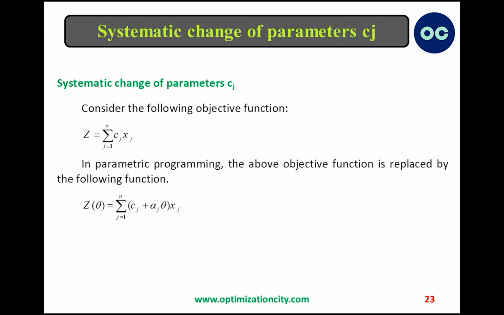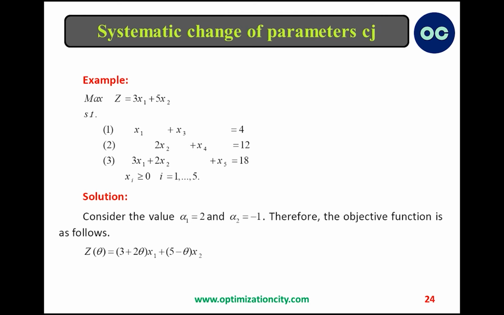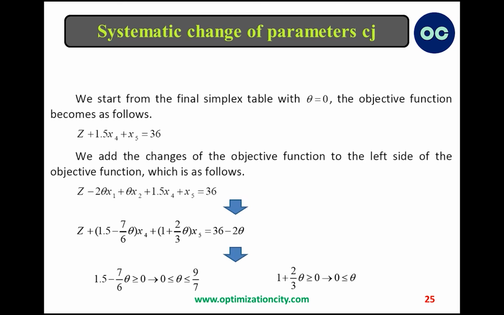Let's examine the following example. Let's consider a1 is equal to 2 and a2 is equal to minus 1. So the objective function can be written as follows. Starting with the final simplex table with theta equal to 0, the objective function becomes here. We incorporate the change in the objective function on the left side, resulting here.